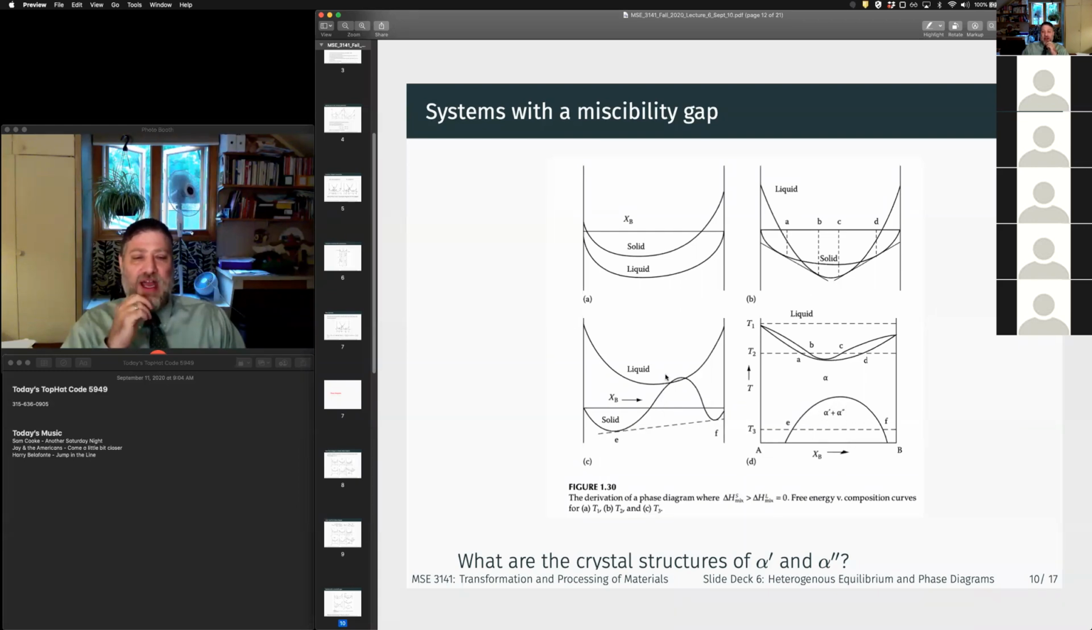But once you get high enough in temperature, we lose this hump because the entropy term dominates instead of the enthalpy term, so we now have a curve that looks like this, and we just have one phase, right? We have complete solubility here. So these Gibbs free energy curves tell you everything you need to know, right?